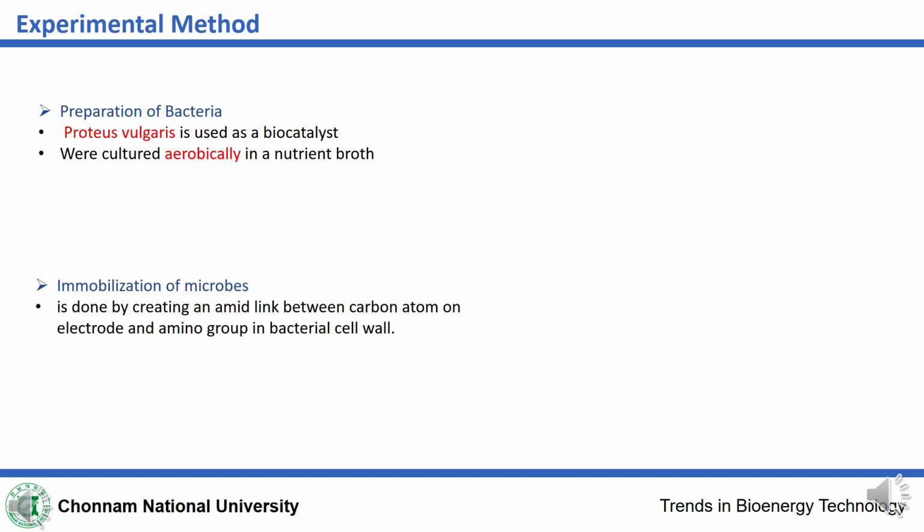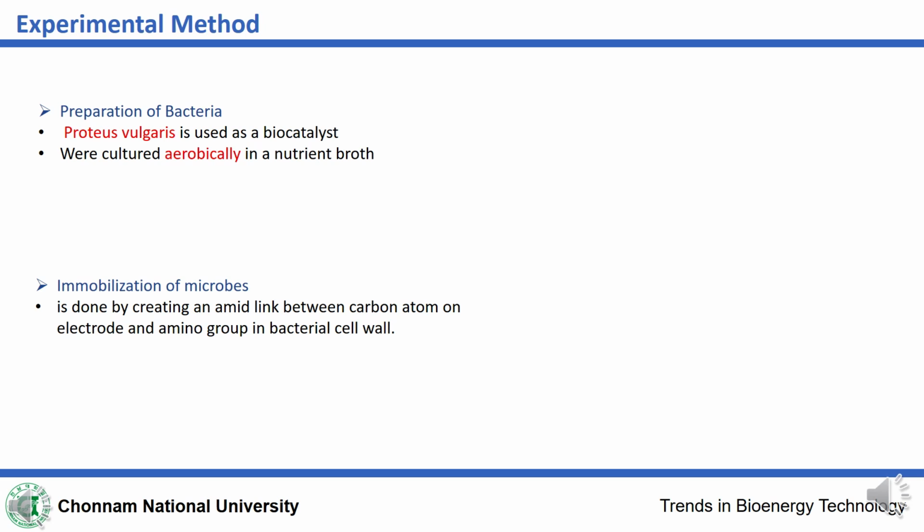Preparation of bacteria. Proteus vulgaris was the preferred biocatalyst. They were cultured aerobically in nutrient broth with no extra glucose at 37 degrees Celsius for 18 hours on a rotary shaker at 200 rpm, washed, and resuspended in a potassium phosphate buffer.